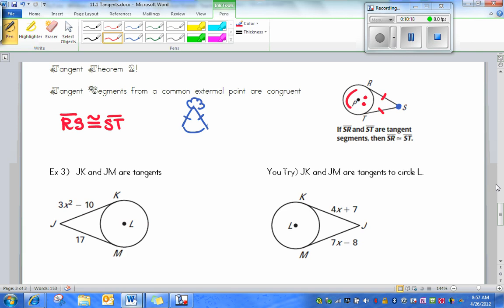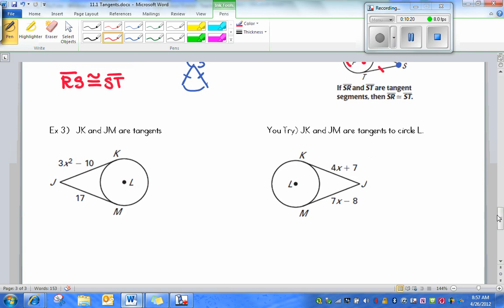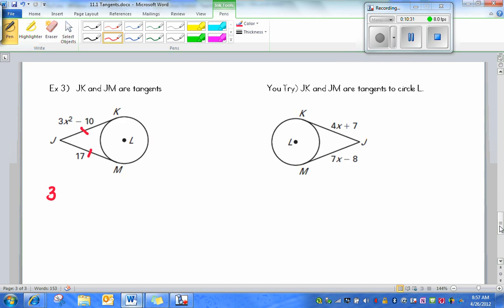So here's a party hat example, all right? And I know JK and JM are tangents. So since they're tangents and drawn from the same point, I know they're congruent. So I will set 3x squared minus 10 equal to 17. Then I'll go through and solve the problem. Adding 10 to both sides, I have 3x squared equals 27, which means x squared equals 9.